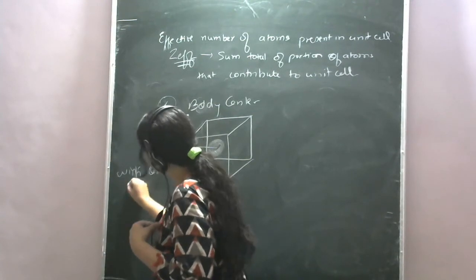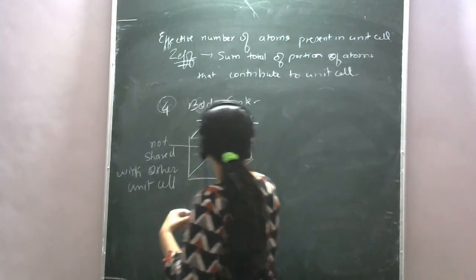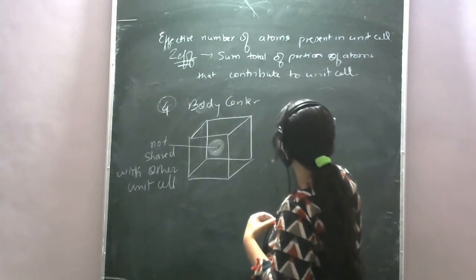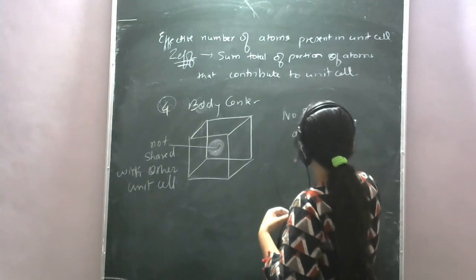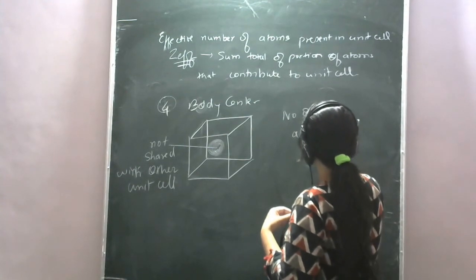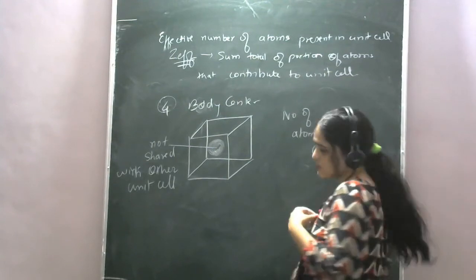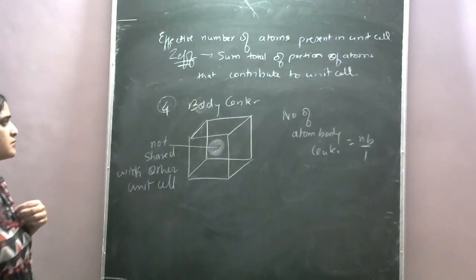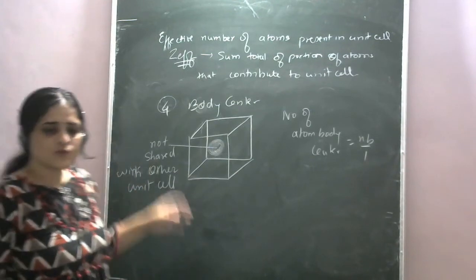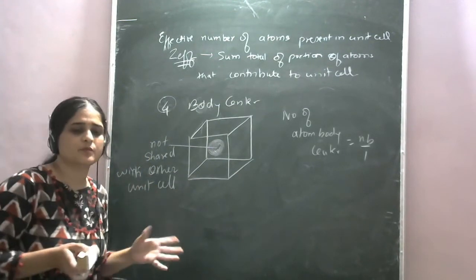Other unit cell, right? So you can say that the number of atoms at the body center can be given by the formula Nb by 1. It is given by the formula Nb by 1. So this was for all the different positions where the atom can be present.